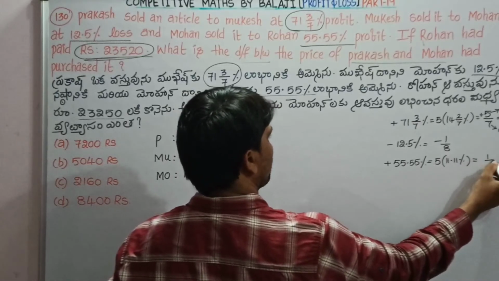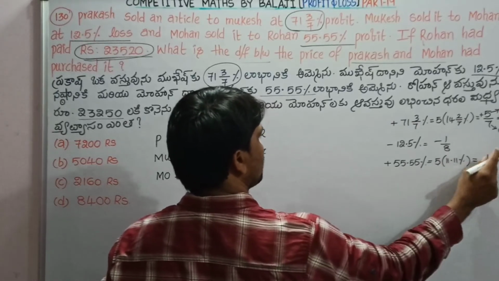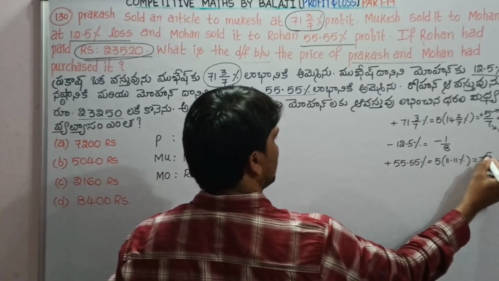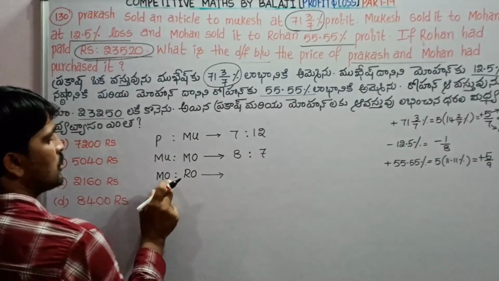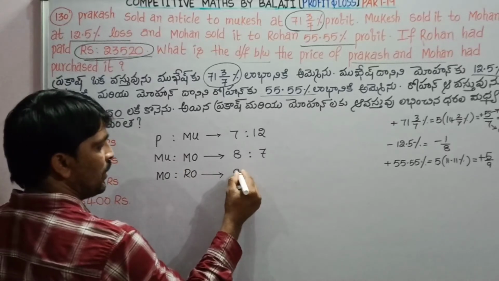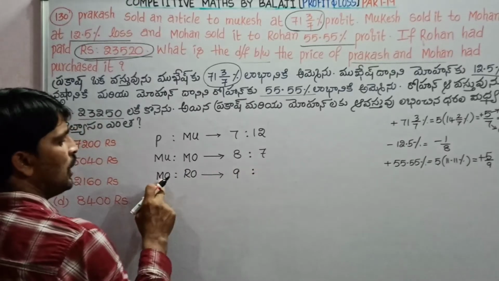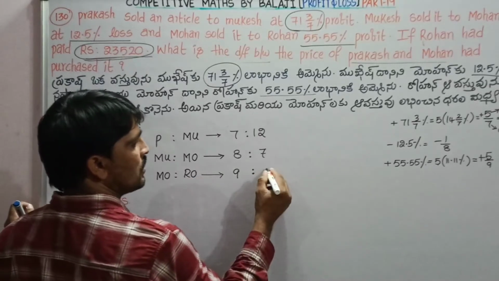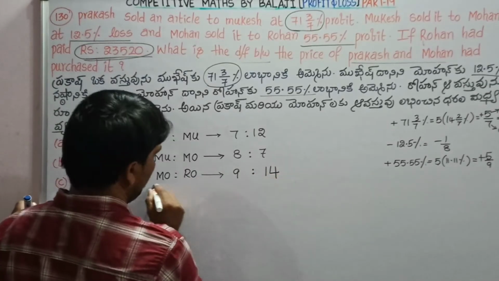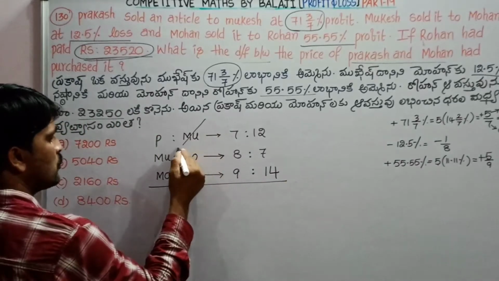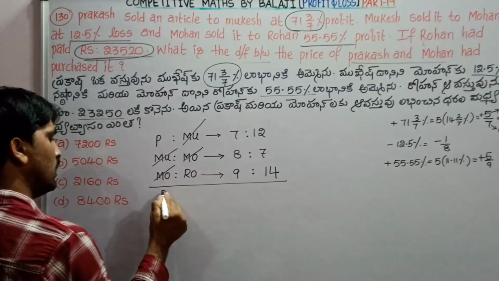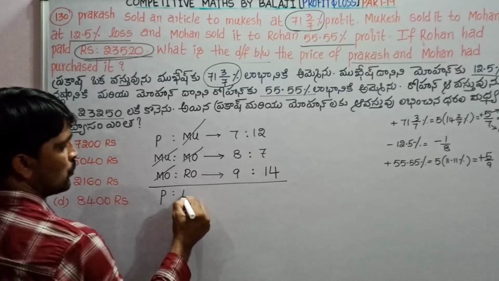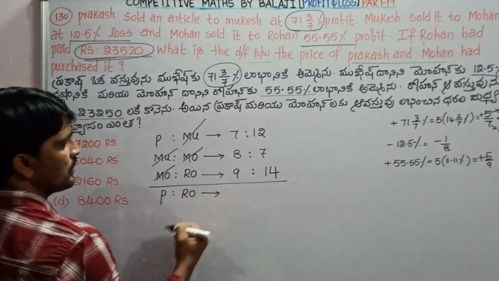11.11% fraction value is 1 by 9. Since it is 5 times, we get 5 by 9, and it is profit. That is, the cost price of the article for Mohan is 9 units. Then the selling price for Mohan, or the cost price of the article for Rohan, is 9 plus 5, 14 units. Finally, Mukesh to Mukesh, Mohan to Mohan gets cancelled.